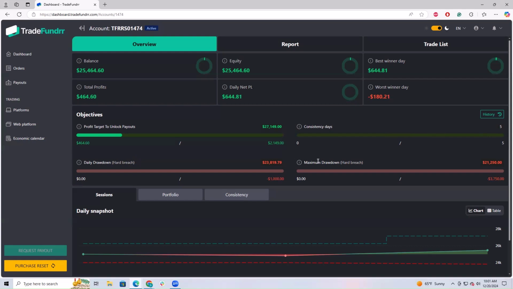The maximum total drawdown is also a hard breach. If you're not trading or you haven't traded, it'll be 3750. As your account balance goes up, the trailing drawdown will also go up. There is a high watermark of 28,750. Above that, the trailing drawdown will no longer trail and it'll be locked at 25,000. So if you're above a 28,750 account balance, the maximum drawdown will stop at 25,000.